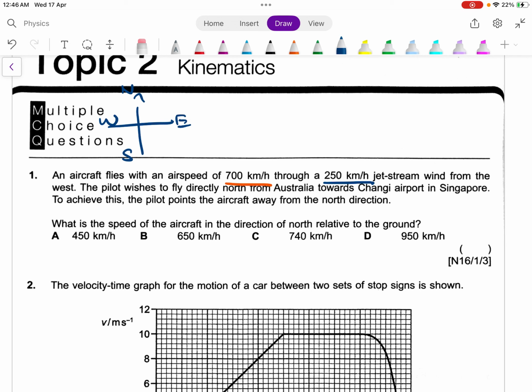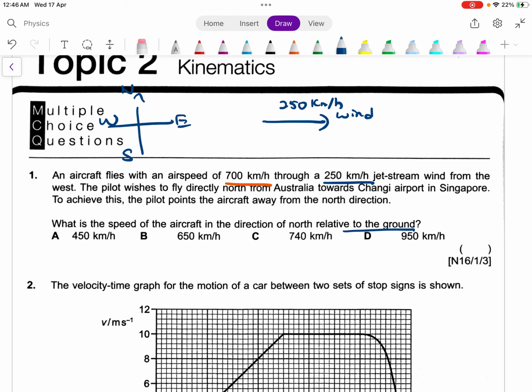So the wind is actually traveling in this direction, about 250 km per hour. The pilot wishes to fly directly north, from Australia towards Changi Airport. To achieve this, the pilot points the aircraft away from the north direction. So what is the speed of the aircraft in the direction of north, relative to the ground?